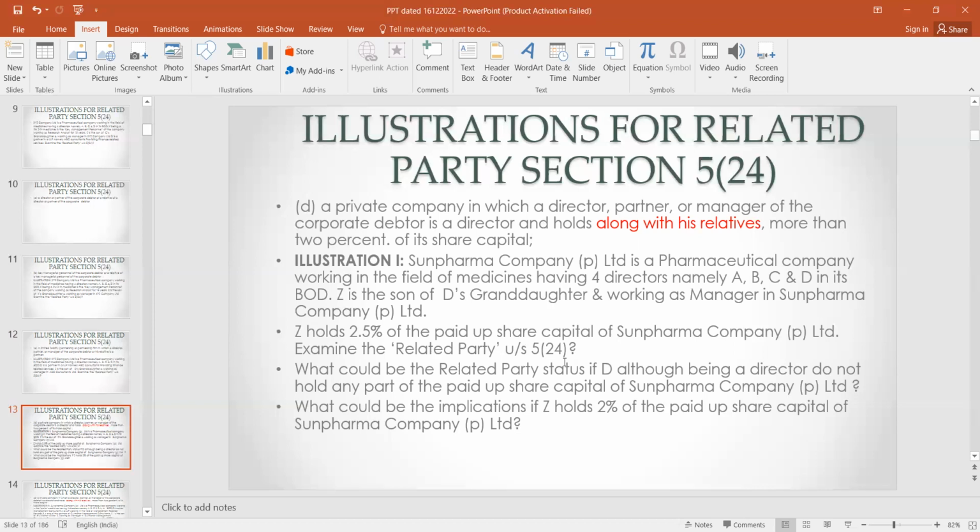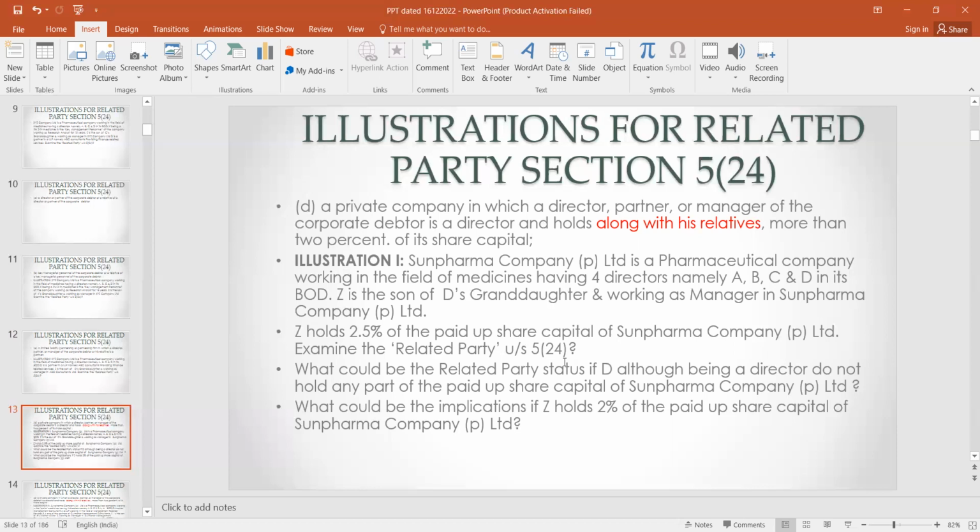Next is what could be the related party status if D, although being a director, does not hold any part of the paid up share capital of Sun Pharma. Suppose D is a director, but he does not hold any share capital. Then no, sir. Whether it will be a related party? No, sir. Why? Both conditions should be satisfied. He should be director and holds more than 2%. No. Either of these conditions should be satisfied. So a director, even if he does not hold any share capital, will be a related party by virtue of clause 524A. So as per clause 524A, if it is covered in A, then you need not see further. If he is a director, then he is a related party, whether or not he is holding any share capital.